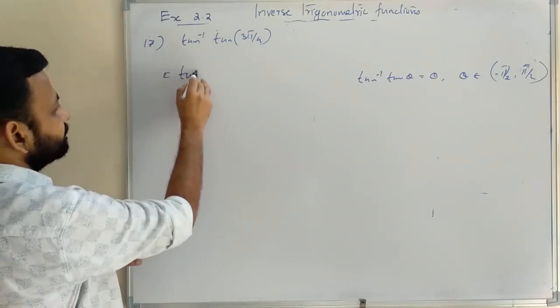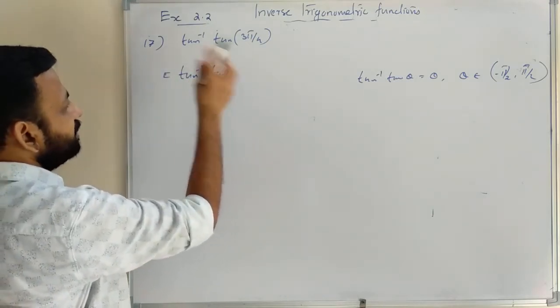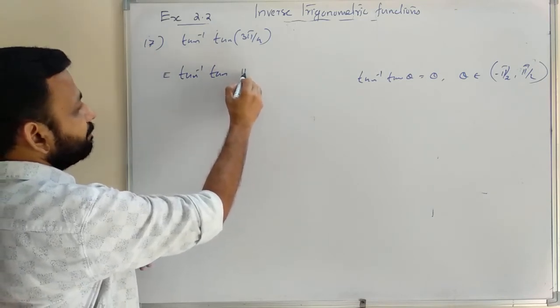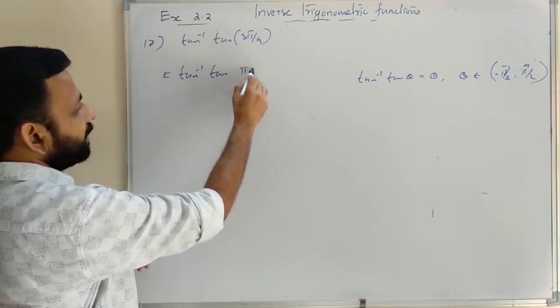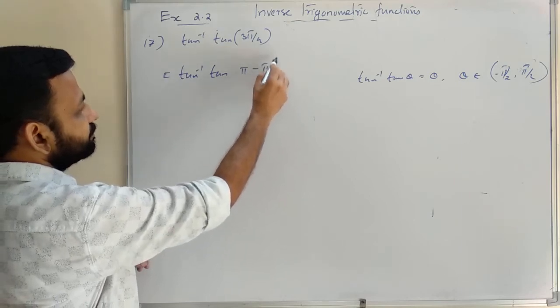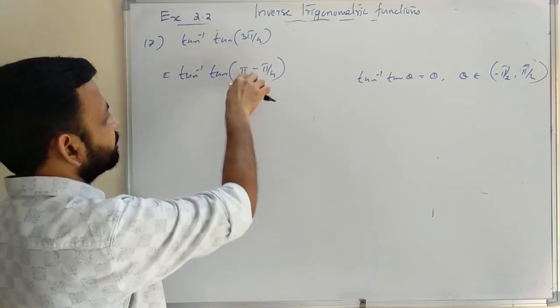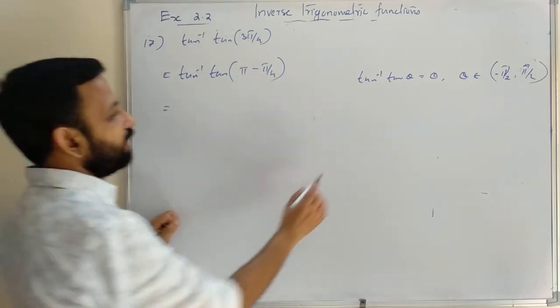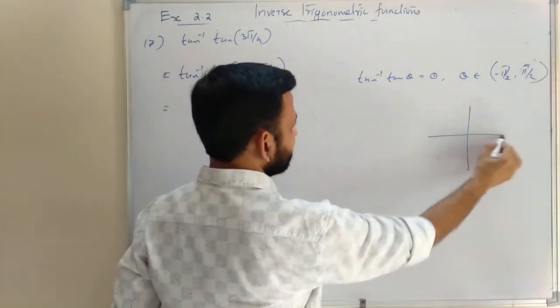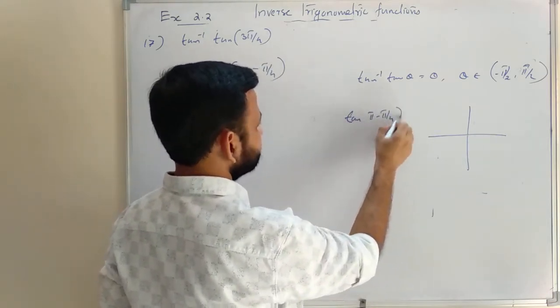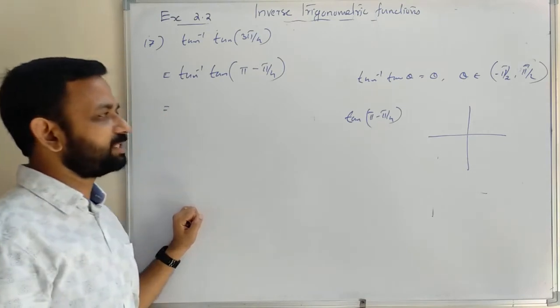That is, tan inverse tan 3π/4, we can write as π − π/4. So π − π/4, 4π − π, that is 3π/4. That is equal to, now we will go back to the quadrants, and here we need to find tan (π − π/4).